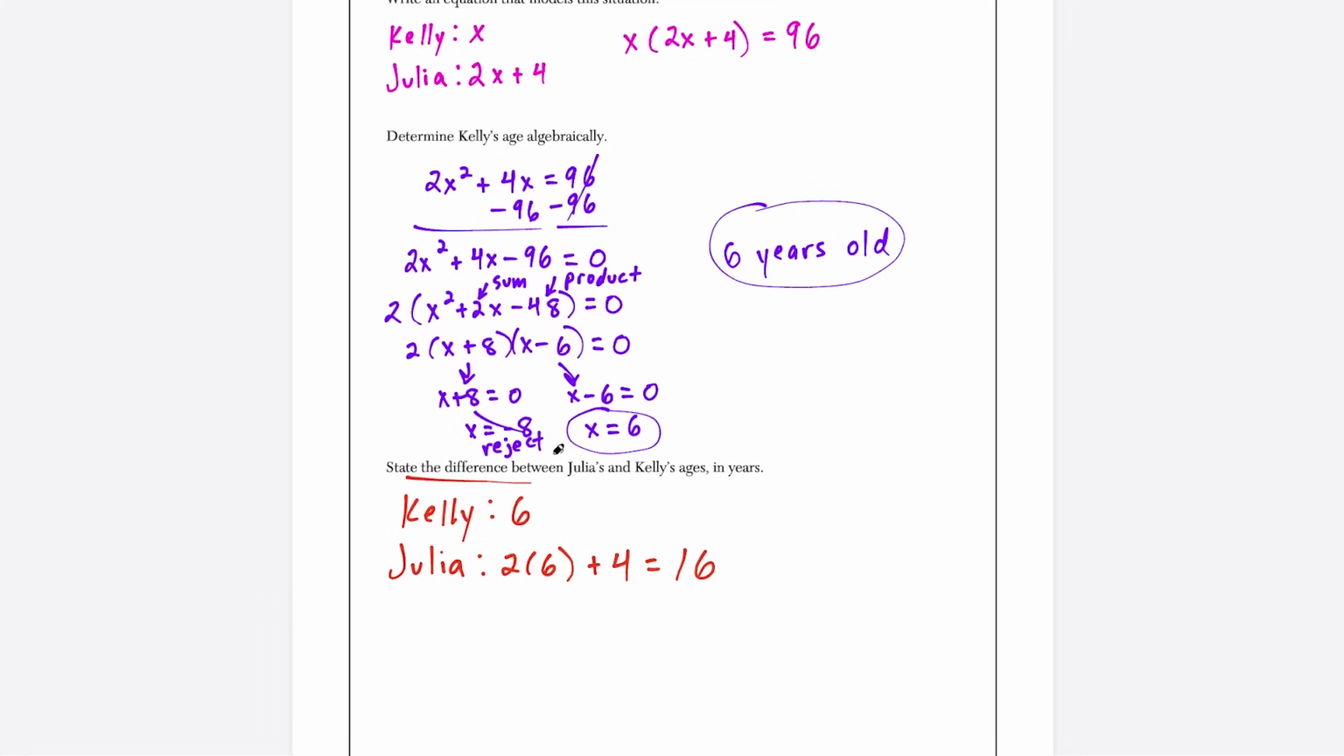So the difference between Julia's and Kelly's ages in years, I'm just going to write over here, the difference in their ages is equal to 16 minus 6, and we're going to say years. The difference is in years, and 16 minus 6 is equal to 10. So they are 10 years away from each other. So this would be their difference.